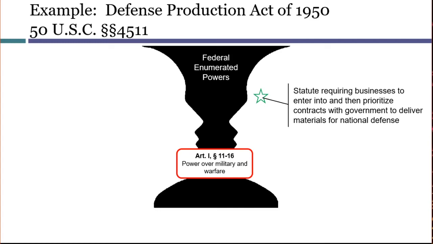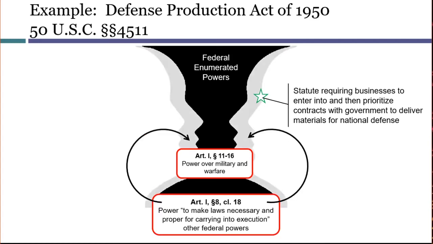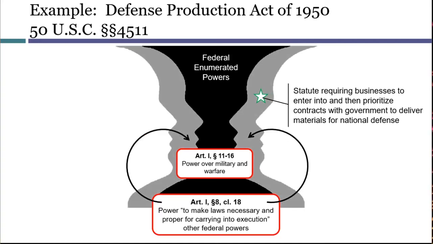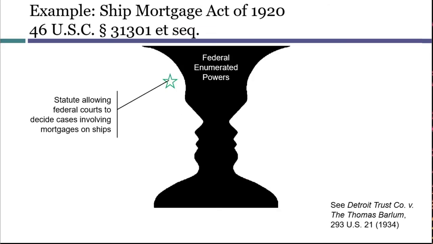So now let's move to the second step. Does the proposed law have a reasonable relationship to that enumerated power? The answer here is yes. To be effective, a military requires supplies, and this law allows the government to procure those supplies. So this is a permissible use of the necessary and proper power.